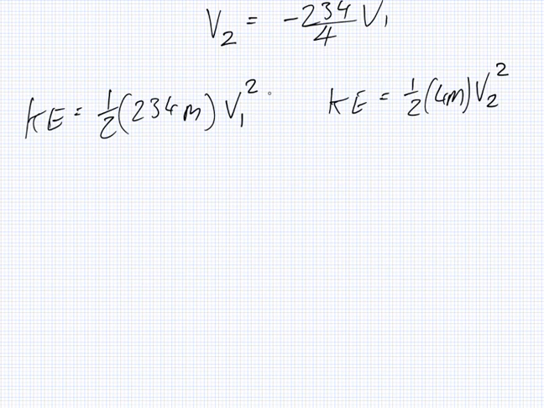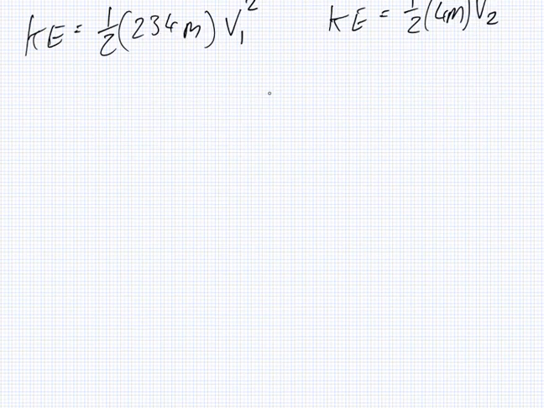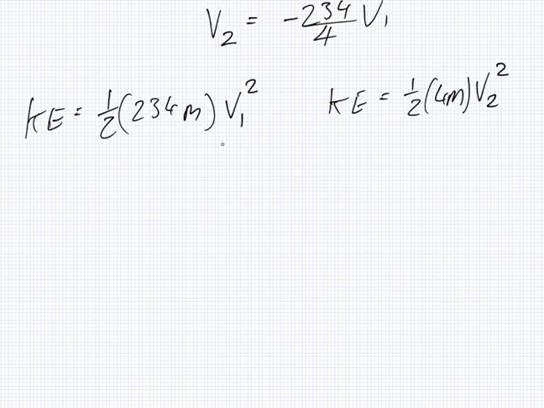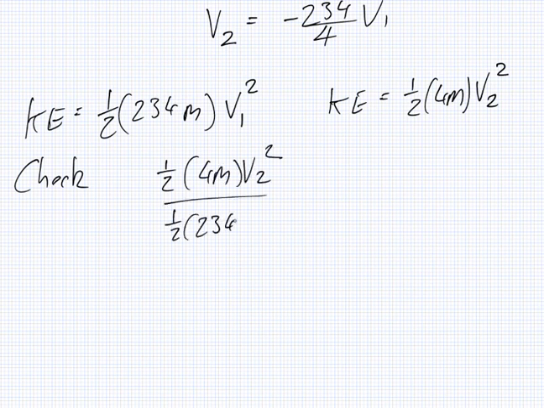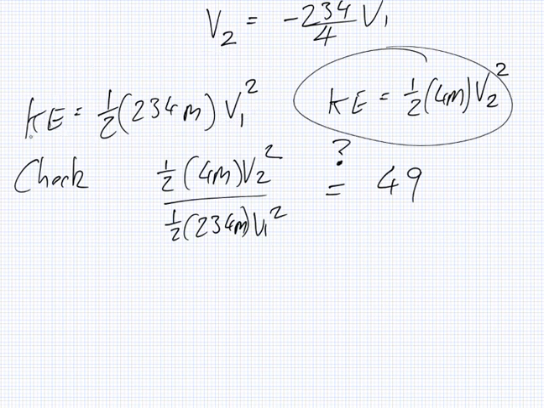So anyways, what we want to check is what happens if I do a half m4 v2 squared over a half m2, 3, 4 v1 squared. What do we think this should equal? It should be equal to 49. If I take this number and divide it by this number, it should be 49 times bigger.